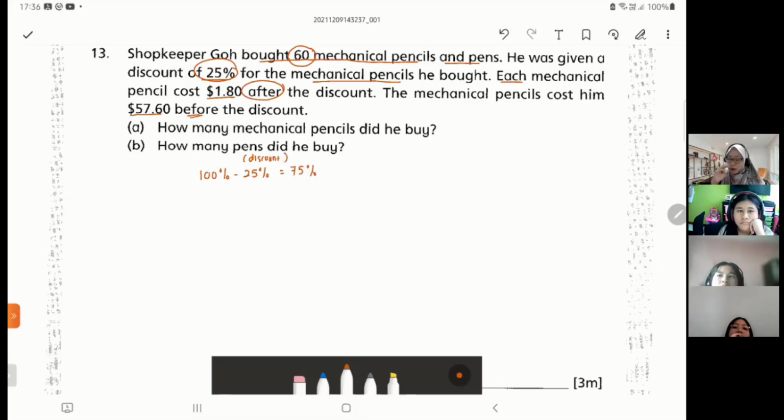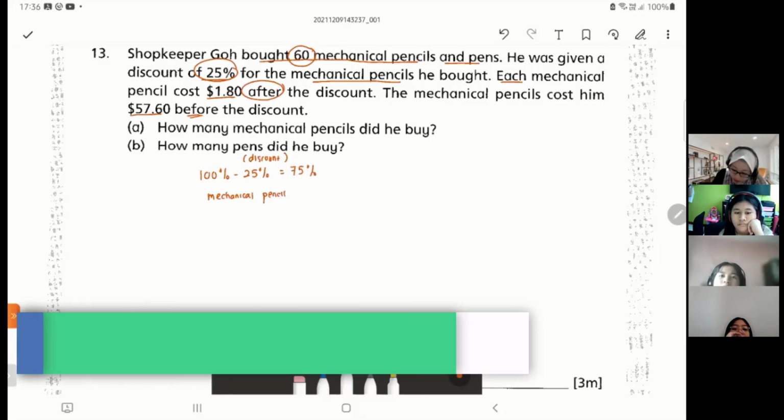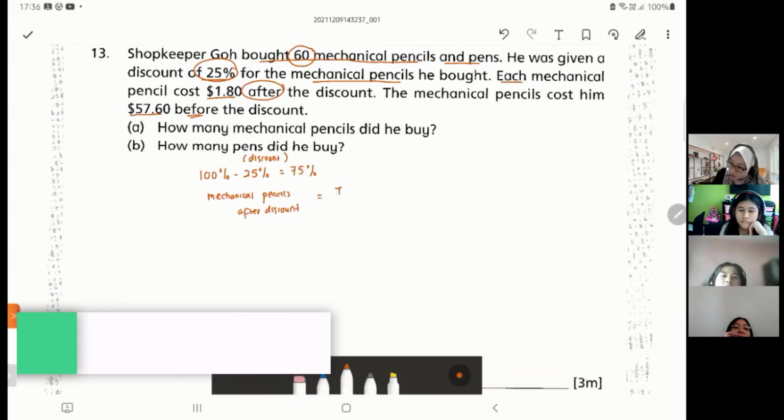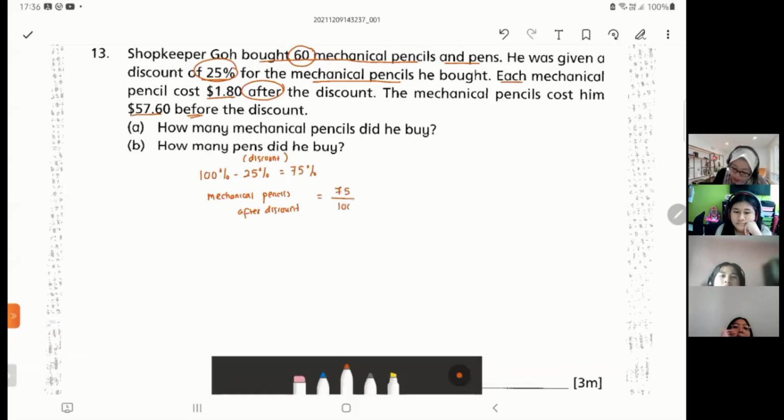So mechanical pencils cost after the discount will be 75% times the price of it. This one equals to $43.60. Now I want to know how many mechanical pencils did he buy.